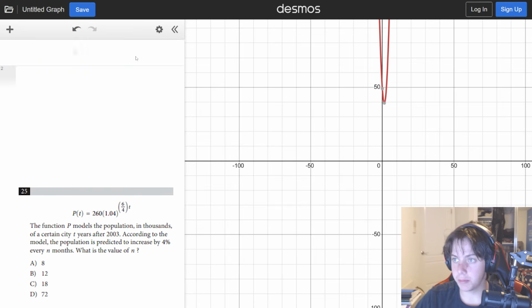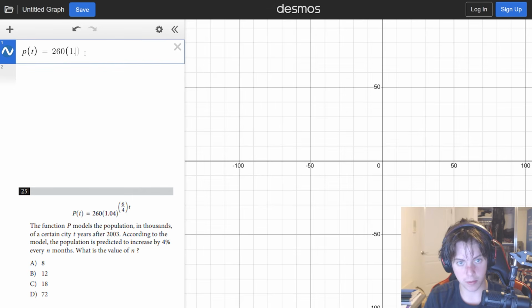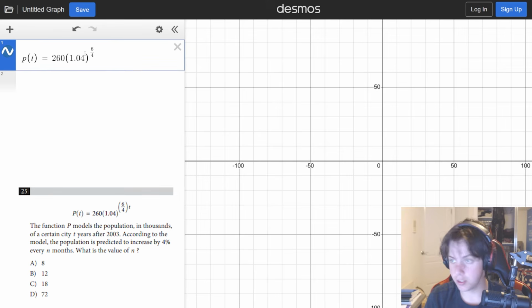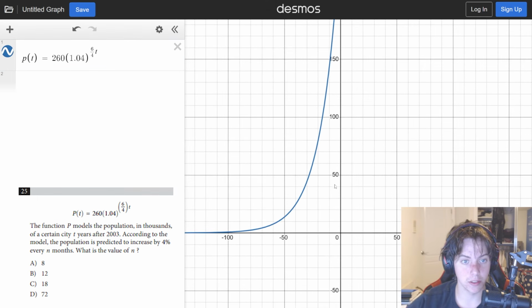25, P of t equals 260 times 1.04 to the power of 6 over 4 t. The function P models the population in thousands of a certain city 2 years after 2003. According to the model, the population is predicted to increase by 4% every n months. What is the value of n?